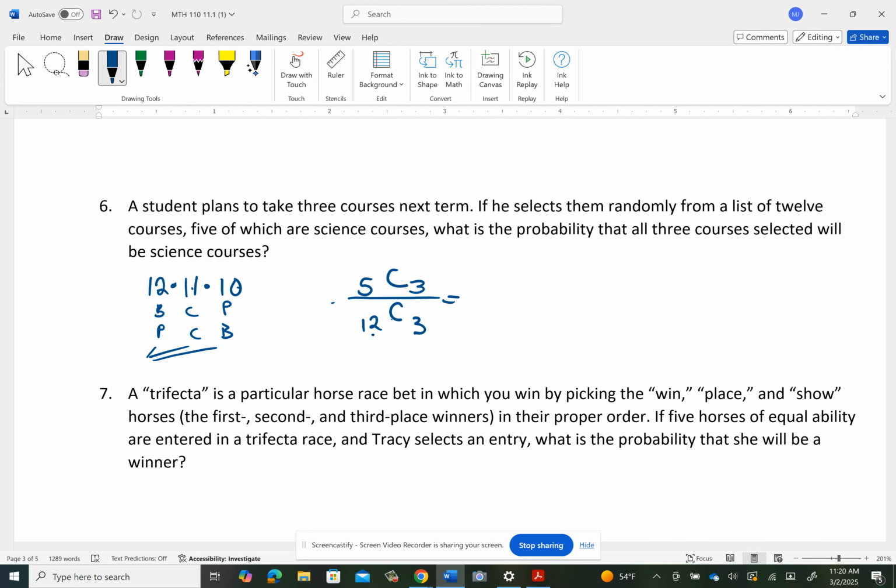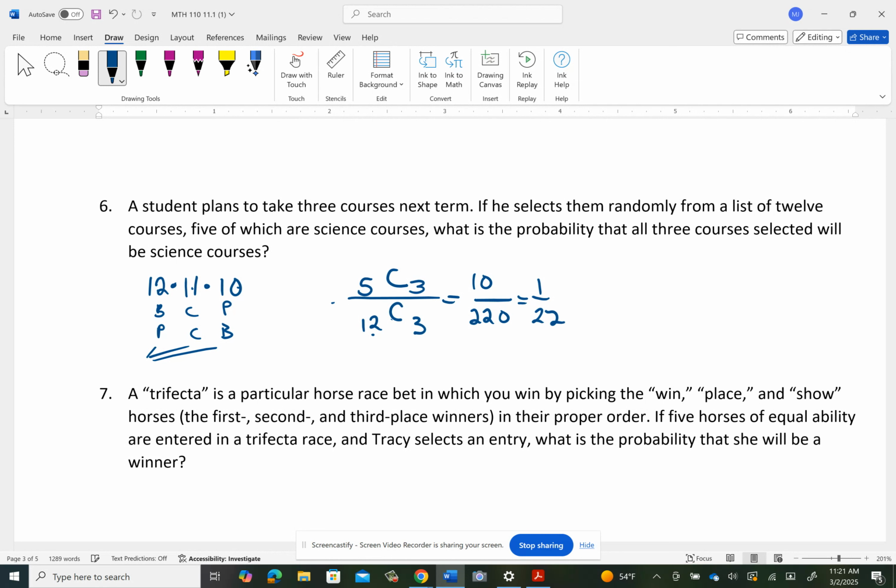Well, 5 choose 3 turns out to be, oops, forgot to put the second number in, hold on. Turns out to be 10, right? And 12 choose 3 is 220. And then if we divided both of those by 10, we'd get 1 out of 22.